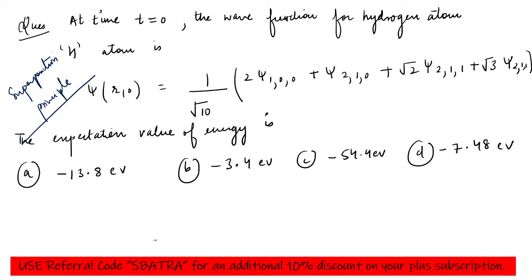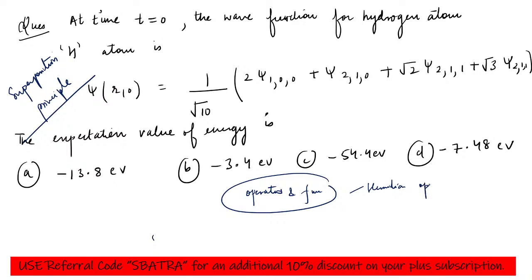In this particular topic you have to start with operators and functions. In operators and functions you have to study the properties of operators, and then the Hamiltonian operators and Hermitian properties also. Hermitian operators and all operator properties, commutators and operators, all the things that we have discussed in operators.